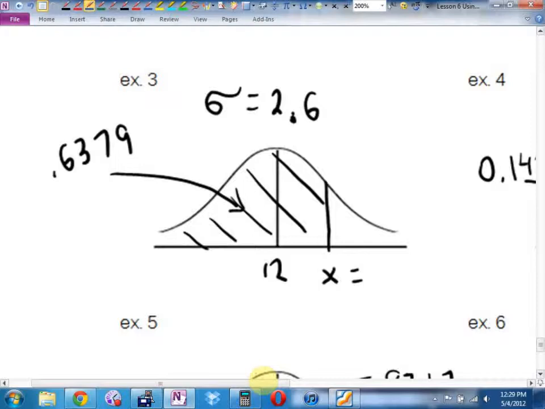Whatever data we were looking at, what was the mean? What was the average? 12. What did the standard deviation end up being? 2.6. And do I want the area to the left or to the right? And do I know the area? So this is saying, let's say it's light bulbs, and they lasted 12 months on average. I know 63.79% of my light bulbs lasted longer than how long? Okay.